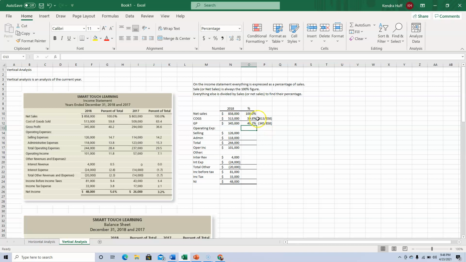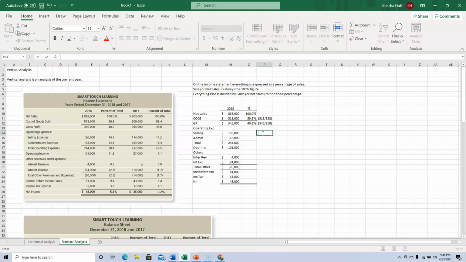All right, now one thing I want you to notice is that these two will add up to the 100. Actually, your whole income statement will subtract down, it'll all add up just like the numbers do over here, because you're doing everything as a percentage of 100. But cost of goods sold and gross profit always add up to the 100% of net sales. Okay?